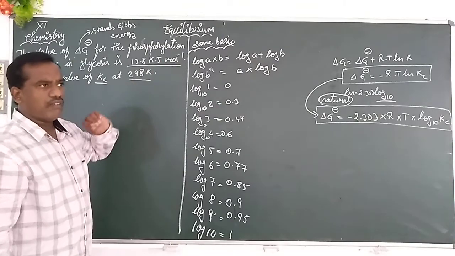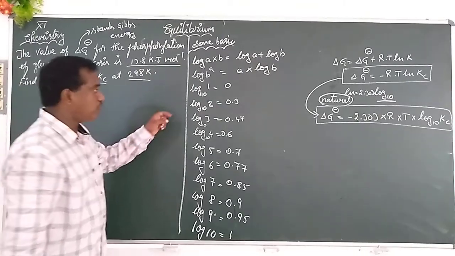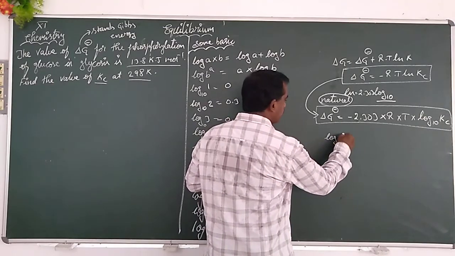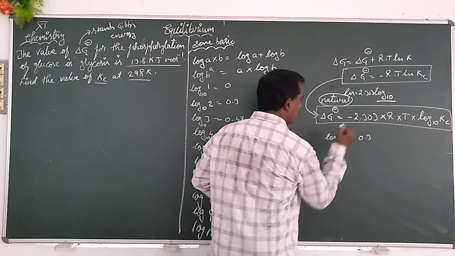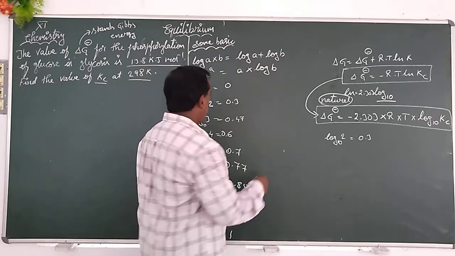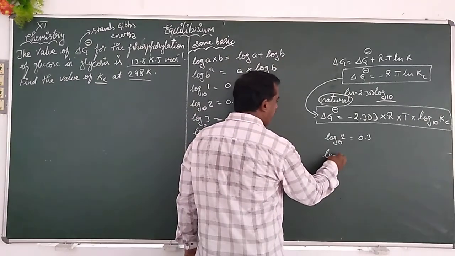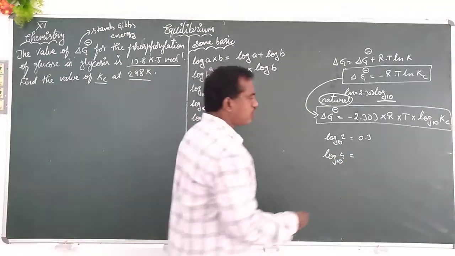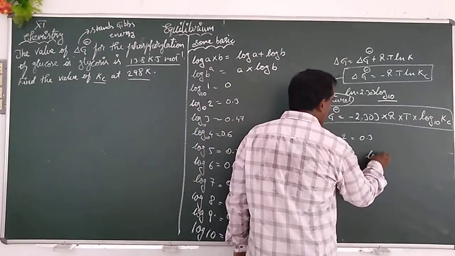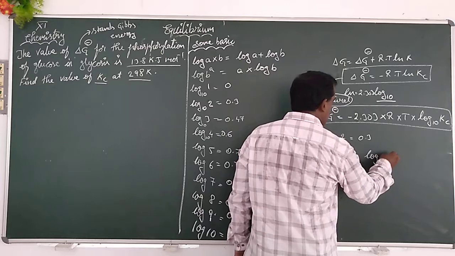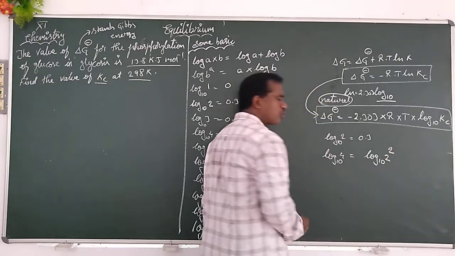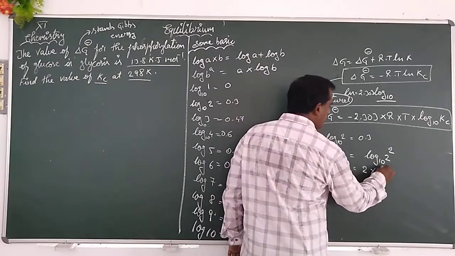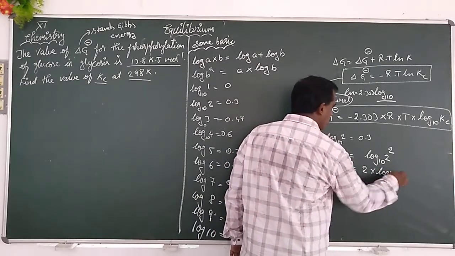At times, when you are working with objective examinations, you can see log base 10 of 2. What is the value, children? 0.3. Now we have log base 10 of 4. Can you write this also as log base 10 of 2 to the power of 2, or as 2 into log 2?